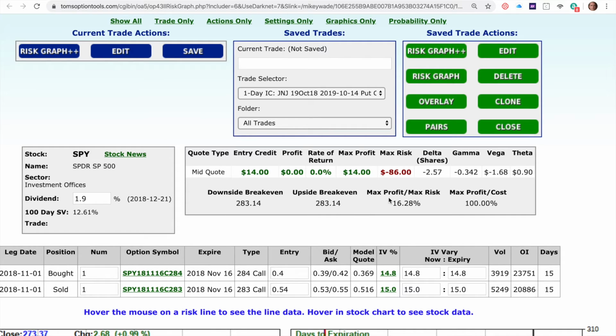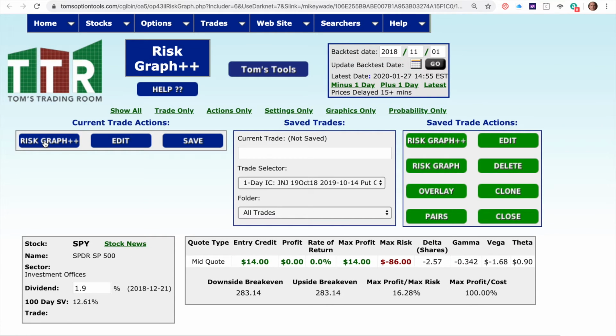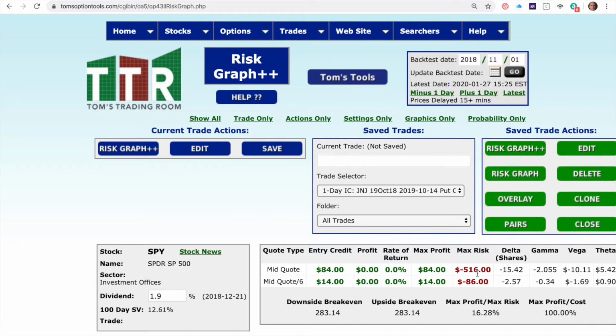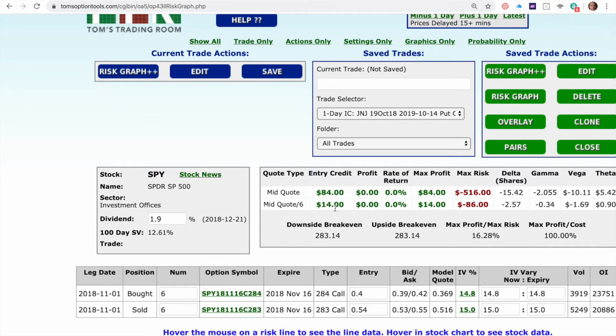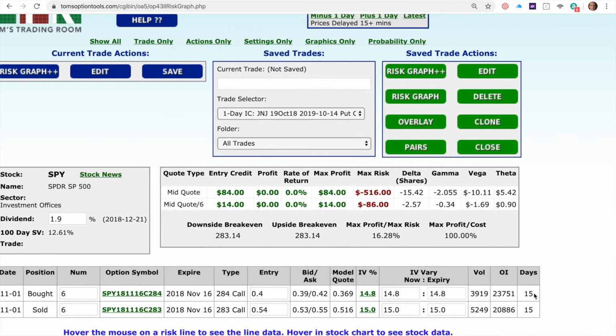Now, of course, I want to do more than one contract in this case. With 86 cents of risk for one contract, for me to make the risk on this trade a maximum of $500, give or take, I'm going to need to do 6 contracts. So I'll change the number of contracts to 6, hit risk graph, and now my risk in this trade is going to be in the neighborhood of $500, just over $500. I can make $84, a 16% return over the next 15 trading days. You can see there.